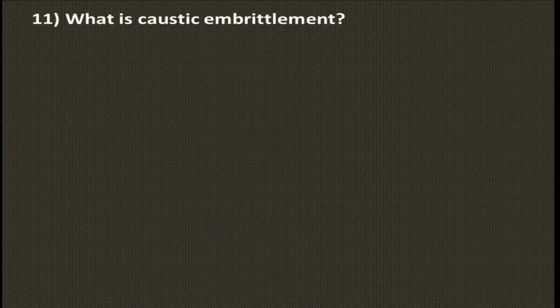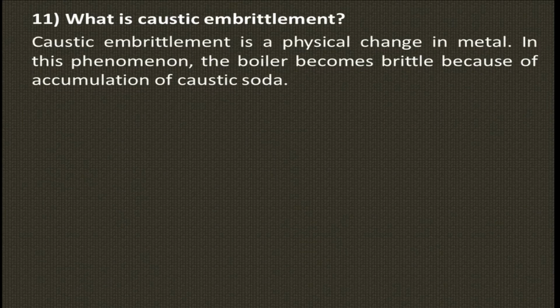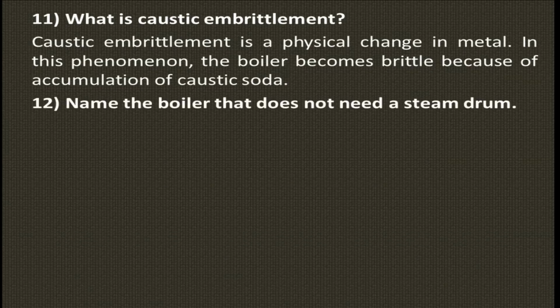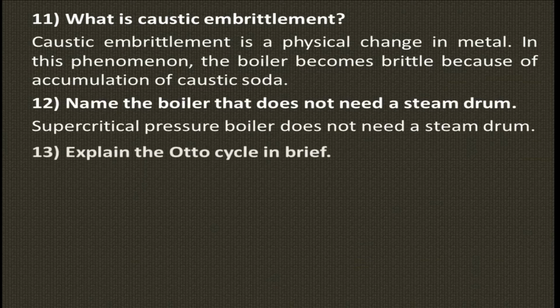Question number 11. What is caustic embrittlement? Caustic embrittlement is a physical change in metal. In this phenomenon, the boiler becomes brittle because of accumulation of caustic soda. Question number 12. Name the boiler that does not need a steam drum. Supercritical pressure boiler does not need a steam drum.